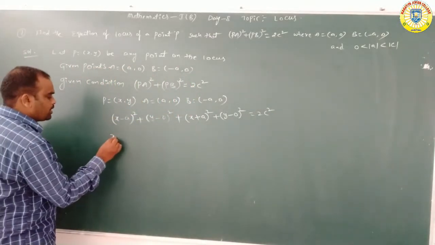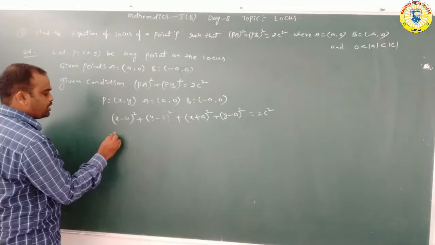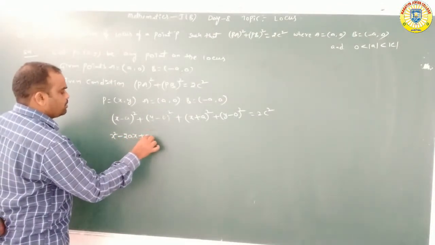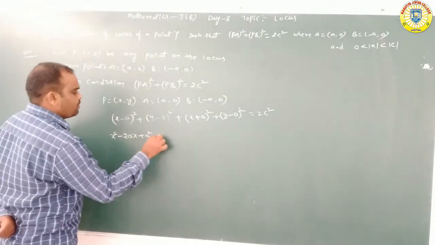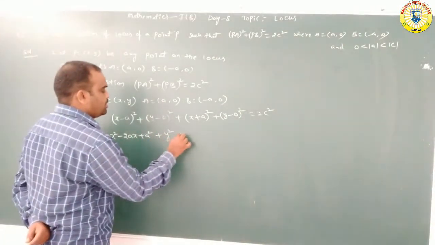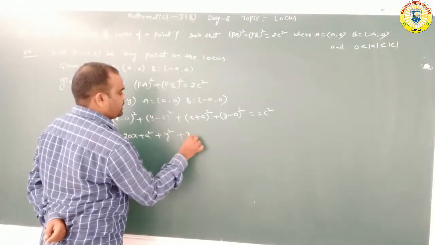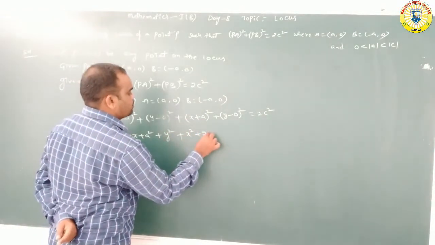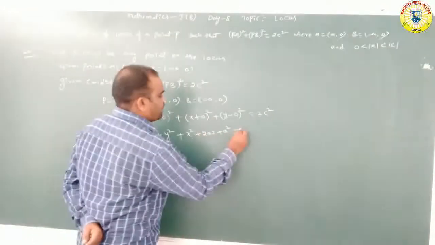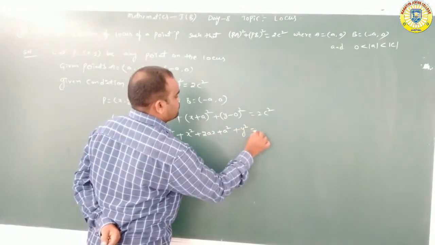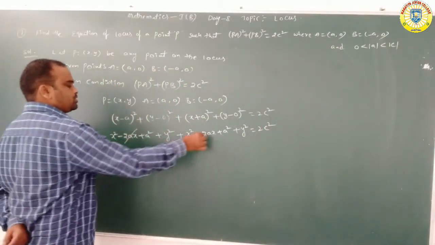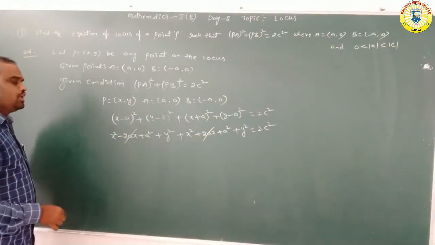So this is nothing but (x − a)², which is x² − 2ax + a². (y − 0)² is nothing but y². Now (x + a)² is x² + 2ax + a², and (y − 0)² is y², equal to 2c². Here −2ax and +2ax both cancel.